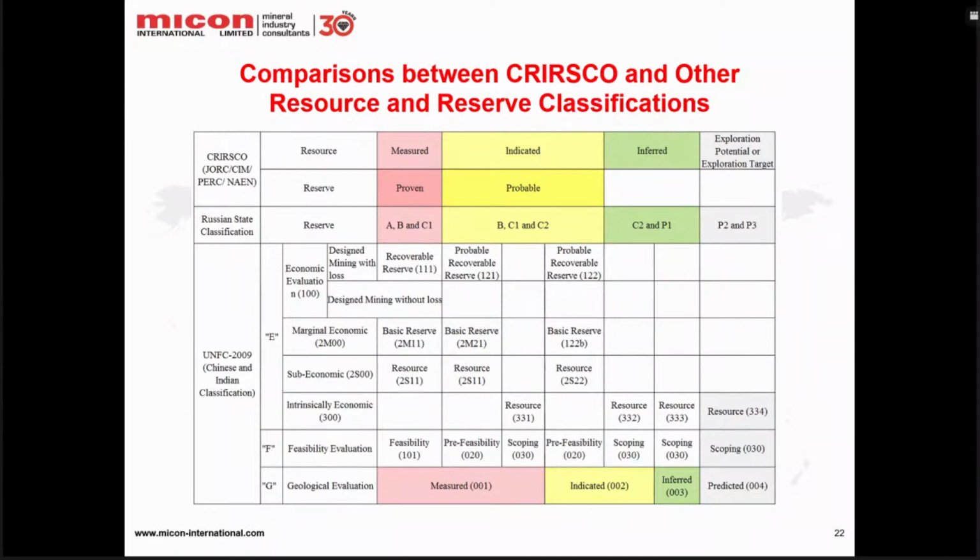They have A, B, and C1, which is equivalent to measured or proven. They have B, C1, C2, which is equivalent to probable reserves or indicated resources, and they have C2 and P1, which is equivalent to inferred resources. P2 and P3 is equivalent to exploration target. And at the bottom, you see the United Nations classification system that was modified in 2009. In their geological knowledge, they still use measured, indicated, inferred, and predicted, but you have to keep in mind that they don't totally overlap our measured, indicated, and inferred categories.